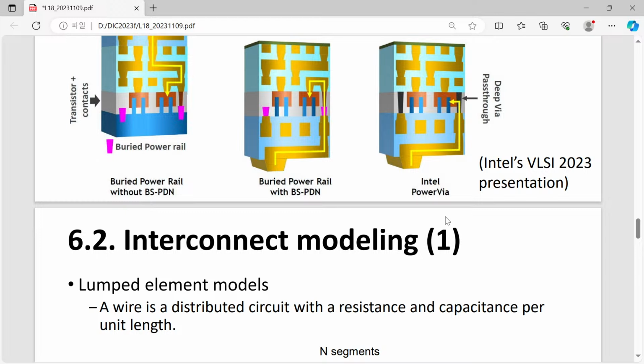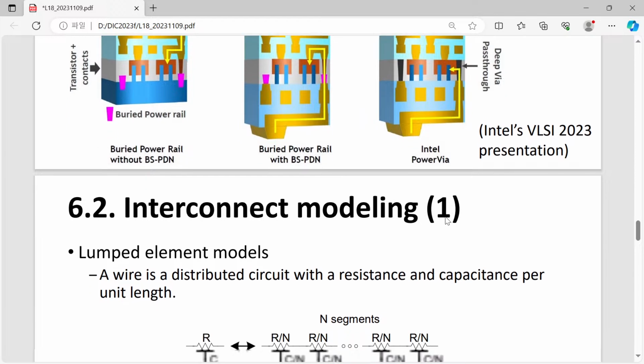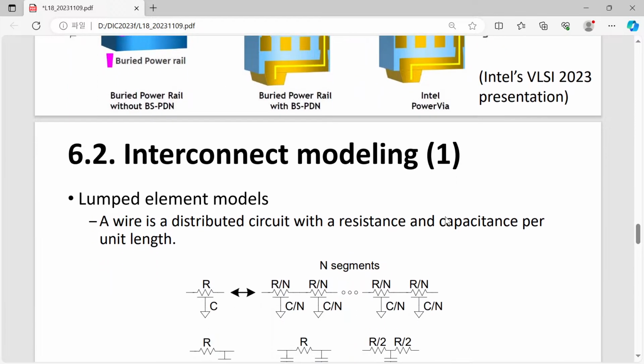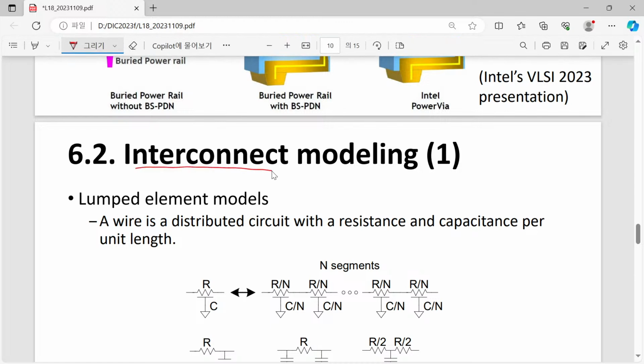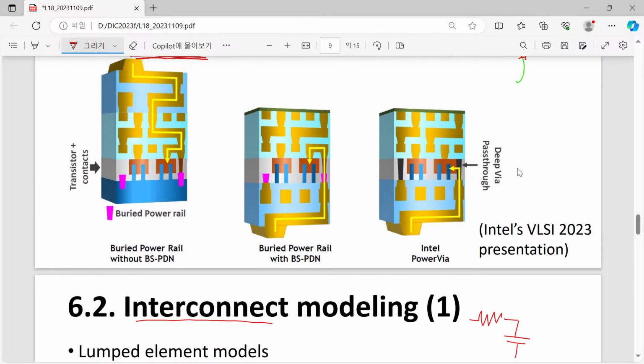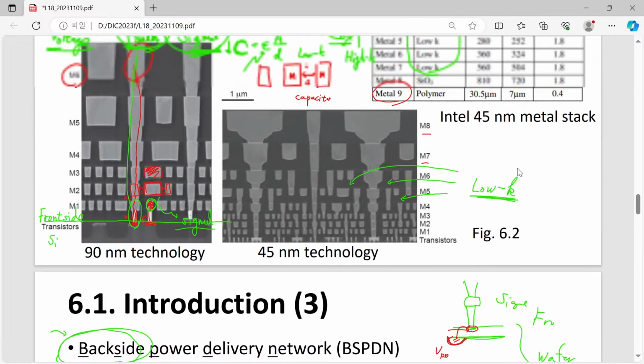Okay, so now let's go to the main contents. Simply, this 6.2 tells us that we must consider the interconnect as a combination of resistance and capacitance. I have already discussed this concept at this point.